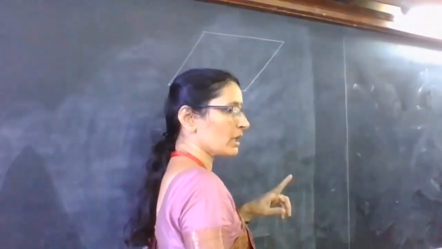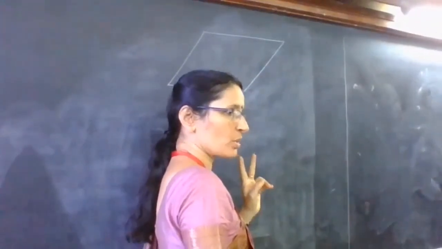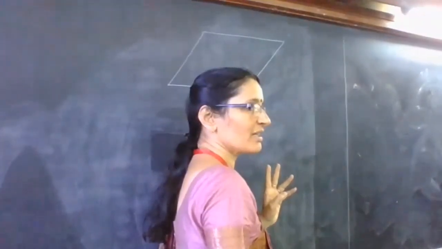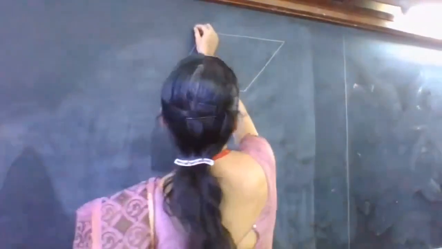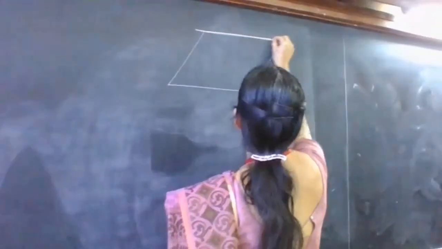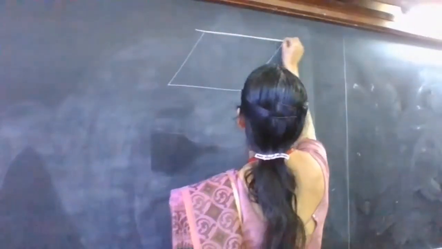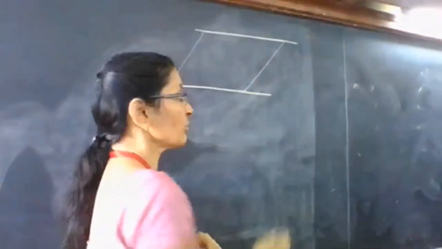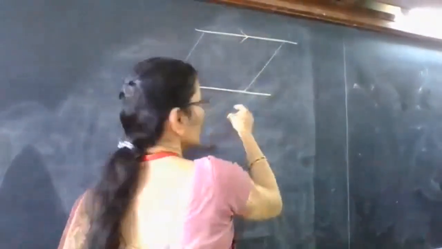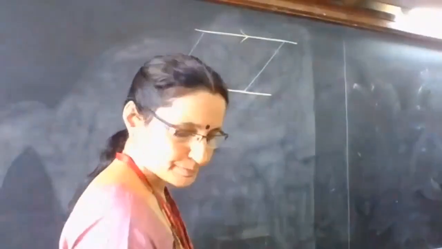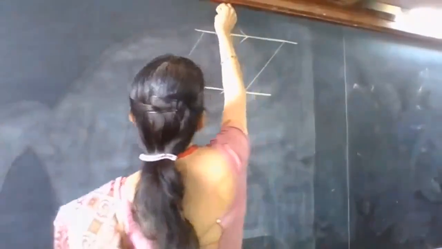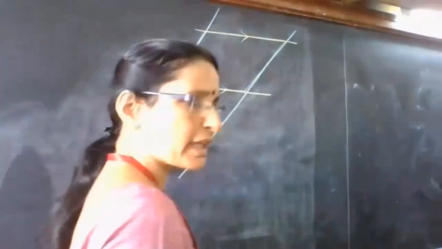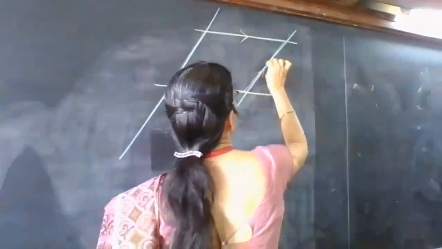2, 2. How many? I mark. How many arrows? One arrow here, one here. Okay. Then another set: two parallel symbols. Okay.